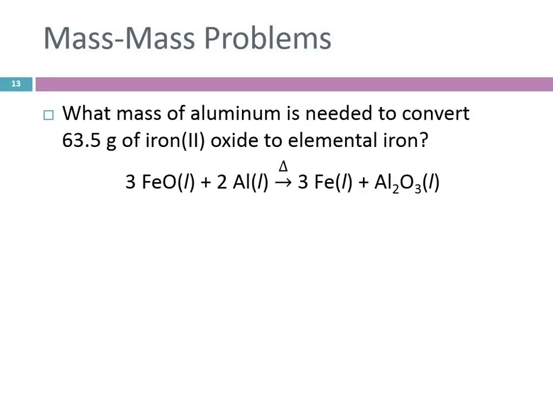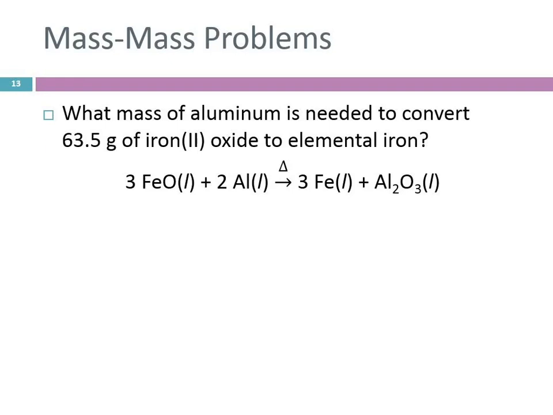So here's a real problem. What mass of aluminum is needed to convert 63.5 grams of iron 2 oxide to elemental iron? And the balanced chemical equation is given. You always need a balanced chemical equation for these guys. What I like to do is I like to use this equation to help me organize the information.